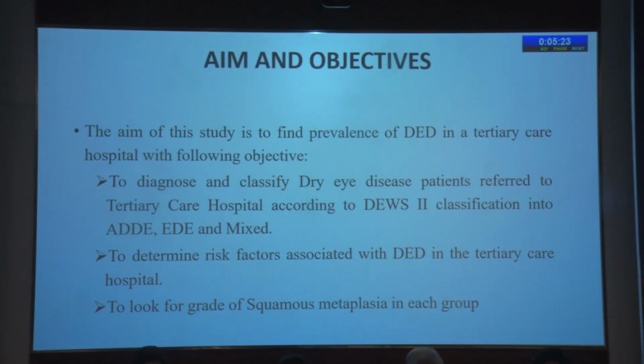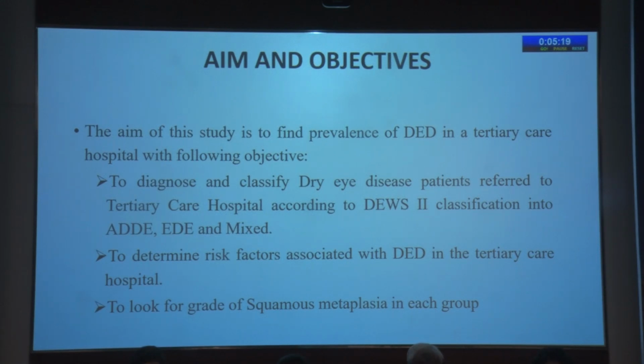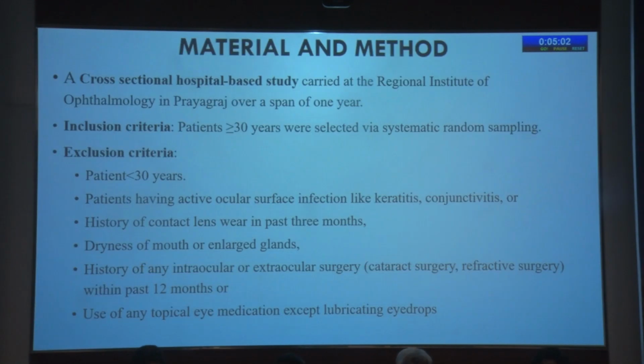The aim of my study was to find the prevalence of dry eye in a tertiary care hospital, with the objective to diagnose and classify dry eye according to the DEWS II classification into aqueous deficient dry eye, evaporative dry eye, and mixed variety, and to determine the associated risk factors and look for grade of squamous metaplasia in each group. This was a cross-sectional hospital-based study carried out over a span of 1 year.